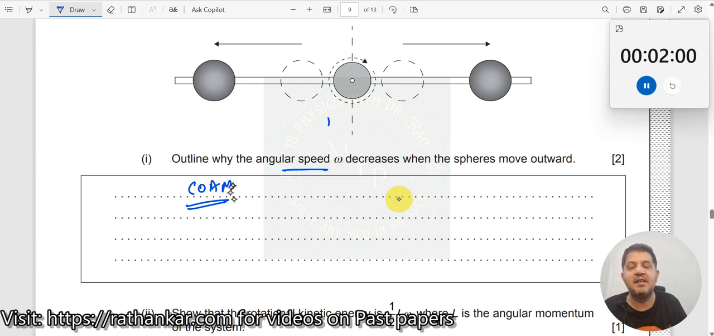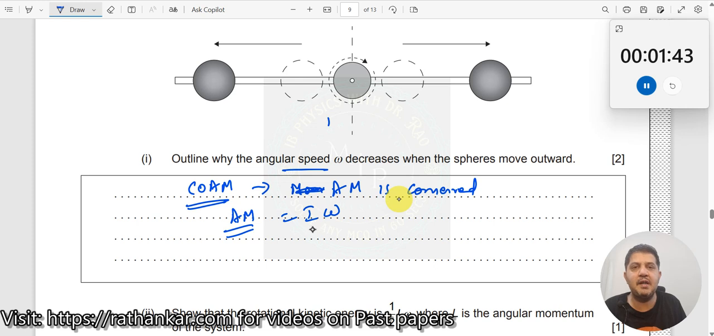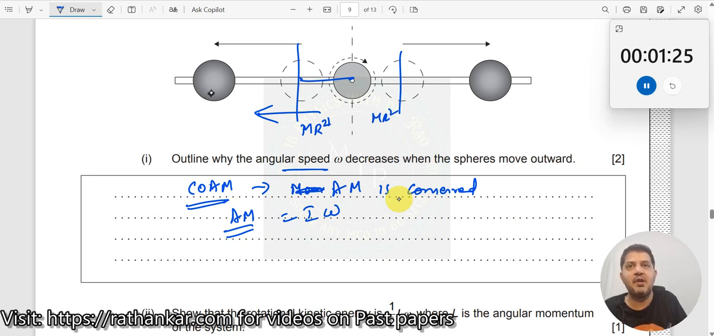The first one is, conservation of angular momentum tells you that angular momentum is conserved. Now how is it conserved? Angular momentum is given by the formula I into omega. What is I? Moment of inertia. What is omega? Angular velocity. When the masses move apart, initially when the masses were here, what was the moment of inertia? Moment of inertia at this point was seen to be m r square.